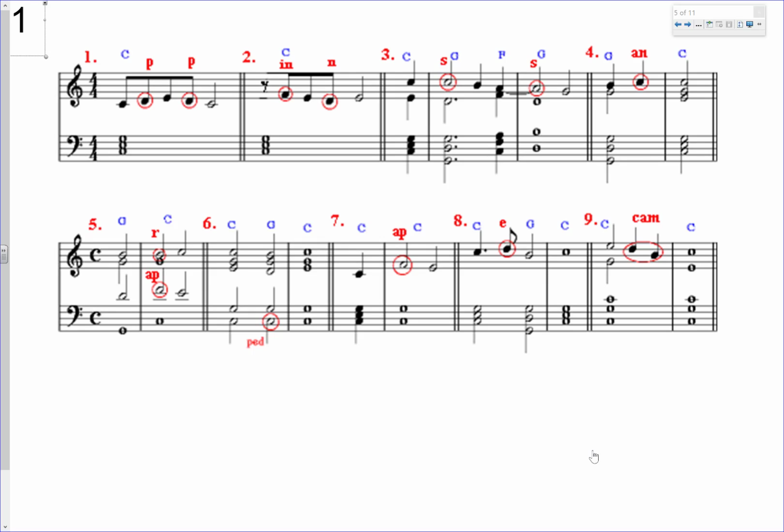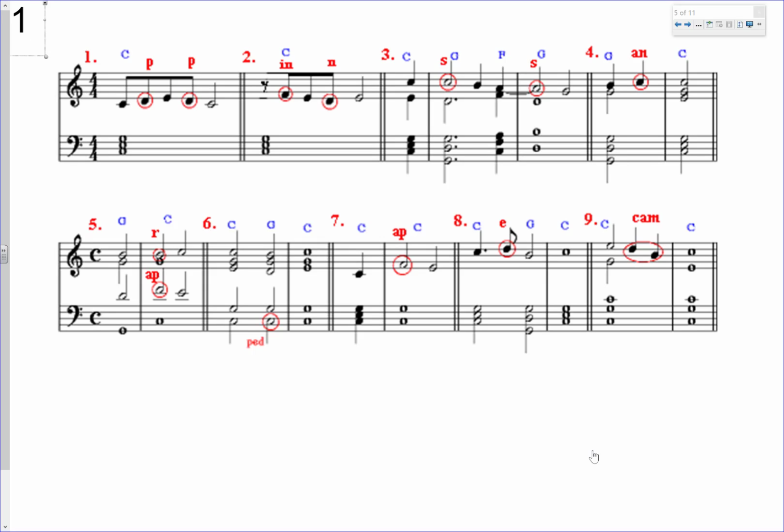And in number 8, we have a new non-chord tone to talk about. That is the escape tone. The escape tone is approached by step, then resolves by leaping, normally in the opposite direction to a chord tone. So in measure 8, I've labeled the escape tone as an E, and I've circled the note, which is D. D is our escape tone.